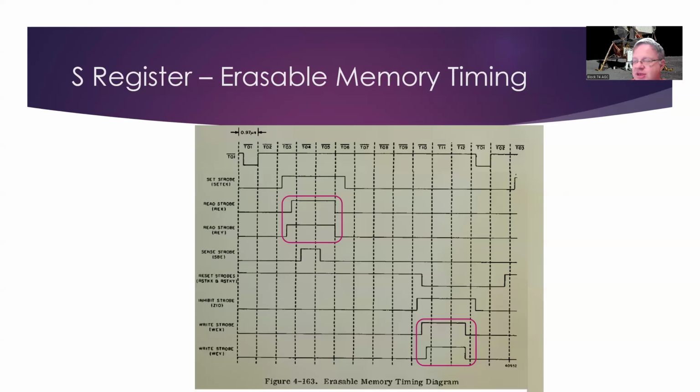Now, because we're going to be using an IC, that SRAM chip that I talked about, that chip takes care of all that. Takes care of the refresh. It takes care of the decoding of the X lines versus the Y lines. So we don't have to worry about any of that circuitry. We just need to make sure that the timing is appropriate. So again, we've got T4 and T5 as to when we'll do our reads. And then we've got T11 and T12 when we'll do our writes.